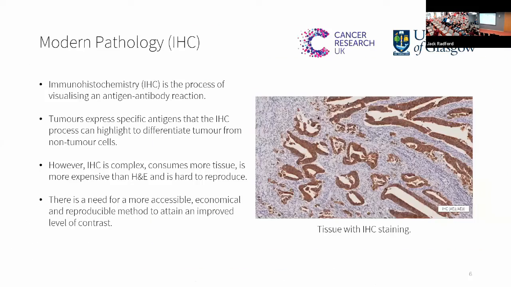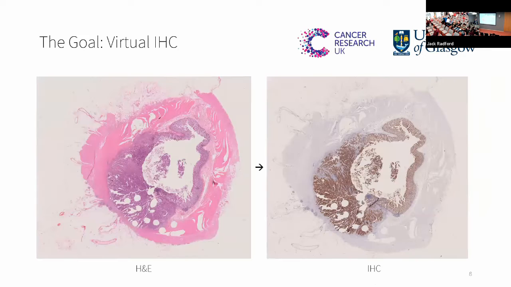So the problem with IHC is it's complex and it consumes more tissue and resources to do and requires special labs and equipment, so it's not done as default for every patient, only when you get a particularly complex case that may require more advanced analysis. So this suggests to me that there's a need for a more accessible and economical method to attain this improved level of contrast that can be done for every patient and is easily accessible.